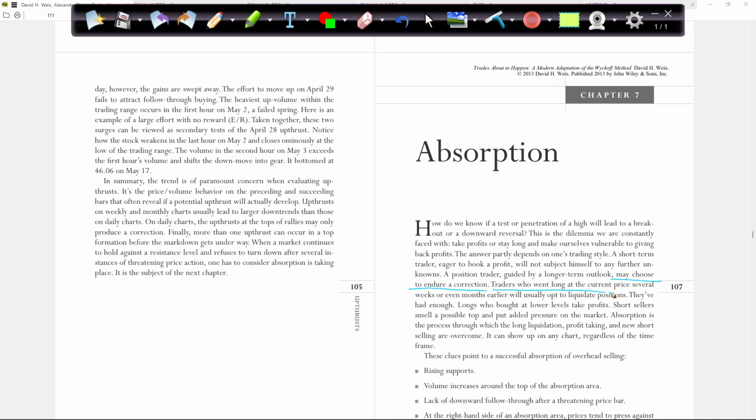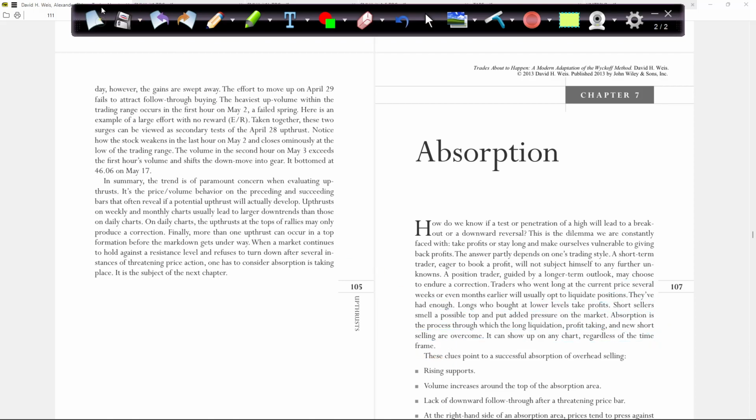Traders who went long at the current price several weeks or even months earlier will usually opt to liquidate positions; they have had enough. Longs who bought at lower levels take profits. Short sellers smell a possible top and put added pressure on the market. Absorption is the process through which the long liquidation, profit taking, and new short seller selling are overcome. It can show up on any chart regardless of the time frame.